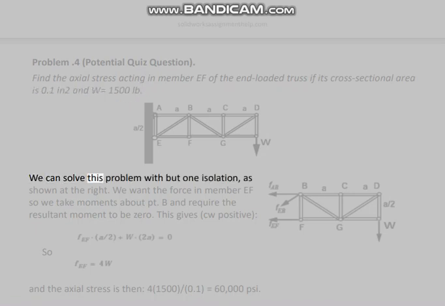We can solve this problem with but one isolation, as shown at the right. We want the force in member EF, so we take moments about point B and require the resultant moment to be 0. This gives clockwise positive. And the axial stress is then 1500 / 0.1 equals 60,000 psi.